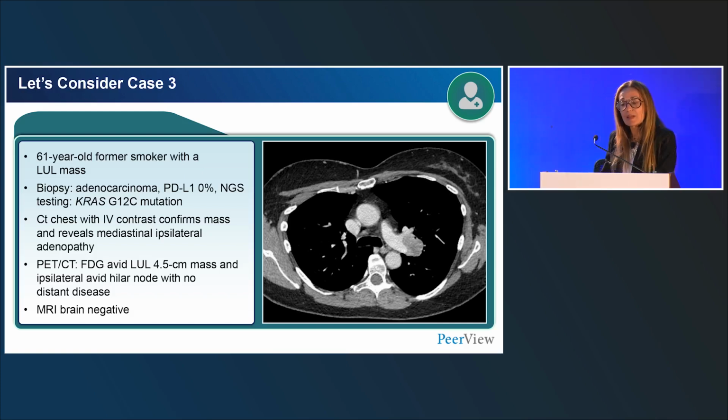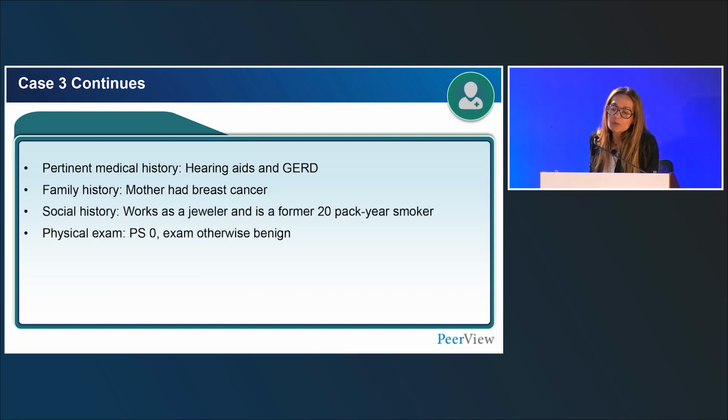The patient did undergo a PET scan, so a non-invasive mediastinal staging with an FDG avid mass of 4.5 centimeters, and with ipsilateral avid hilar nodal disease, but not mediastinal disease positive. MRI of the brain at baseline was negative. And then very quickly, in terms of a medical history that can be pertinent: hearing aids, GERD, family history of mother with breast cancer. He has a former smoking history, 20 pack-years, and he works as a jeweler. And he has an excellent performance status with an exam that is unremarkable.